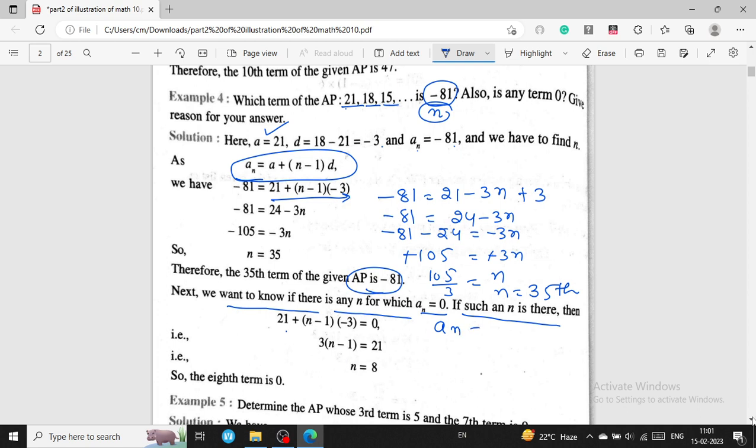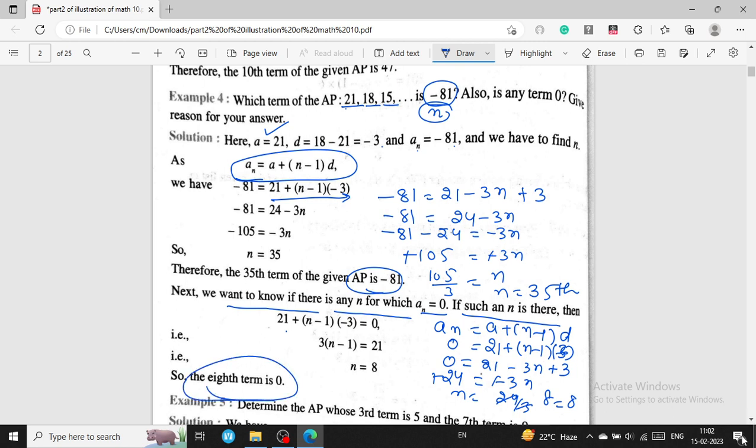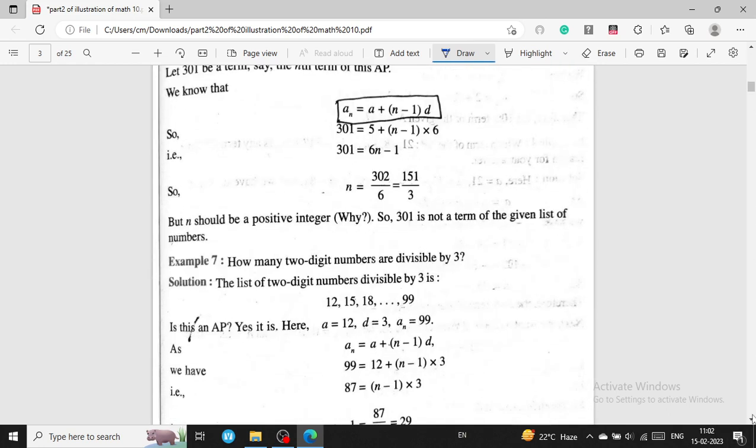For example, an is equal to a plus (n minus 1)d. Here we write 0. a is 21 and we have to find n, and d will be minus 3. So 0 is equal to 21 minus 3n plus 3, and 21 plus 3 is 24, minus 3n. Minus 24 equals minus 3n, minus cancels minus, n is equal to 24 by 3. 3 eights are 24, and the 8th term will be 0. This is your answer.